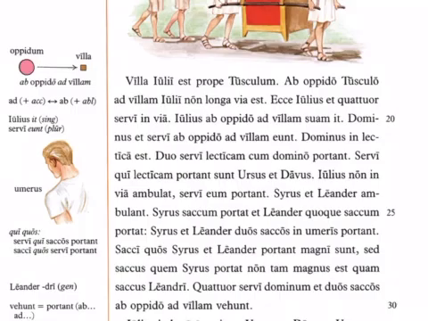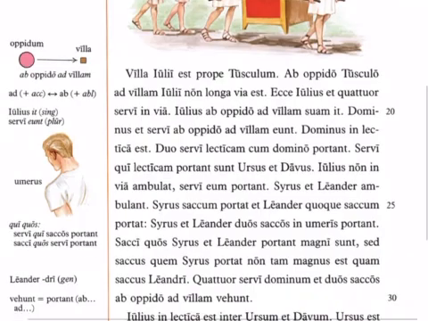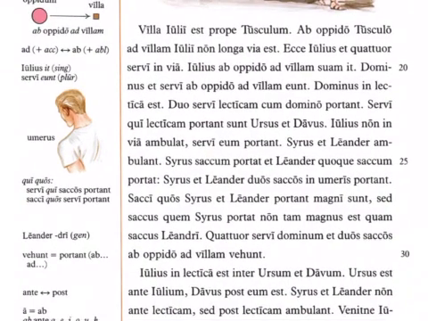Cyrus et Leander duos sacos in humeris portant. Cyrus and Leander carry 2 sacks on their shoulders. So humerus is a new word for shoulder. This is usually used for human shoulders. A lot of times for animal shoulders you use the word armus, which is another word for shoulder, and it's related to our word for arm. So armus and humerus both mean shoulder, but usually humerus is used for people.